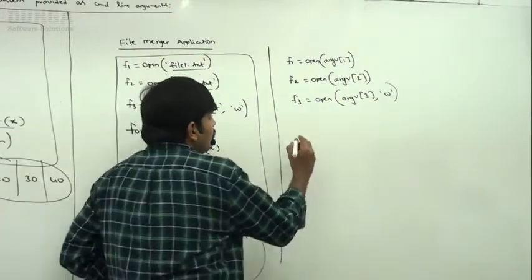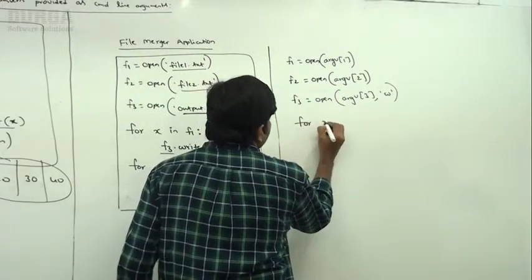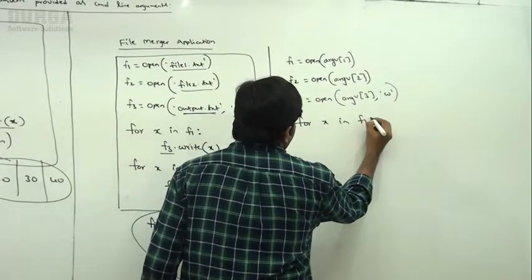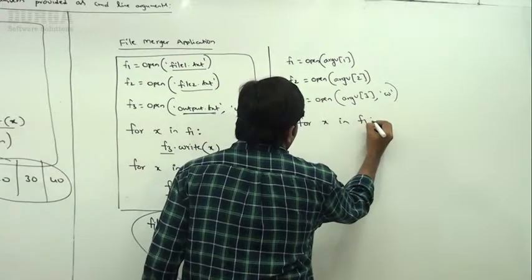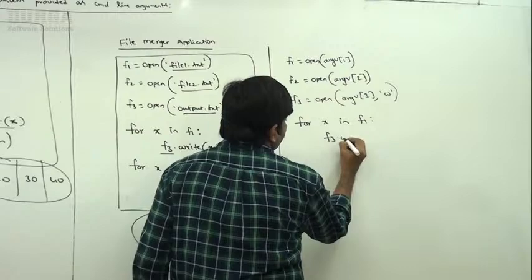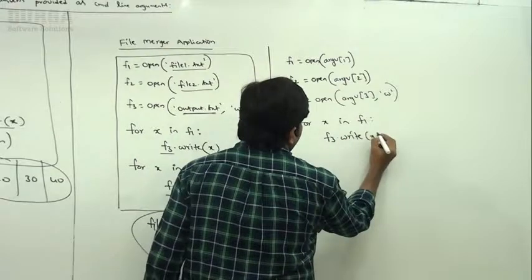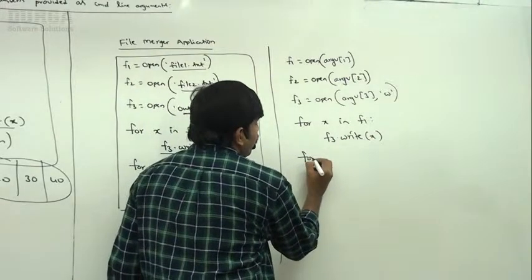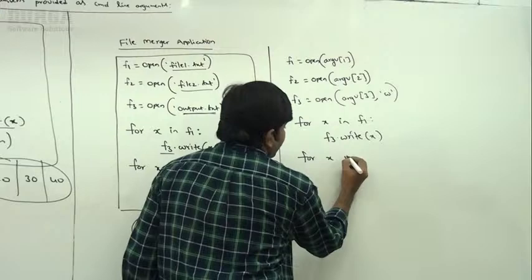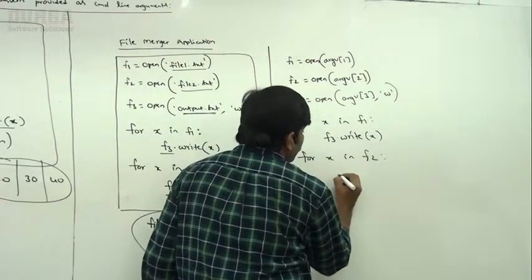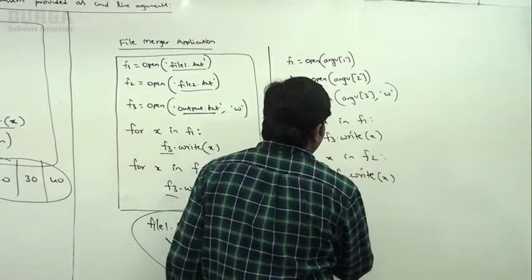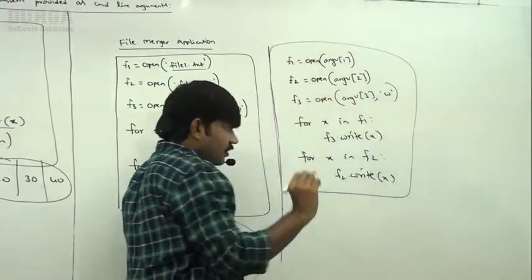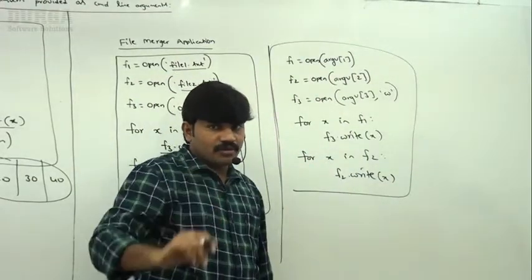Okay, well, now for each line inside F1, can you please write to F3.x? Remaining code is the same. Similarly, for each x in F2, can you please write F2.write of x? That's all. Sir, this is the code, sir. Now, so I have to convey to the client.